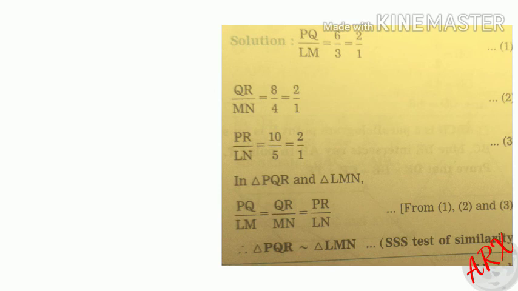Hence, in triangle PQR and triangle LMN, from equations 1, 2 and 3, PQ upon LM equal to QR upon MN equal to PR upon LN. Hence, triangle PQR is similar to triangle LMN by SSS test of similarity.